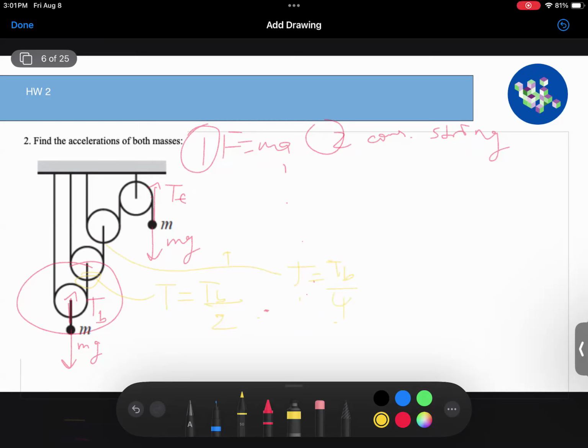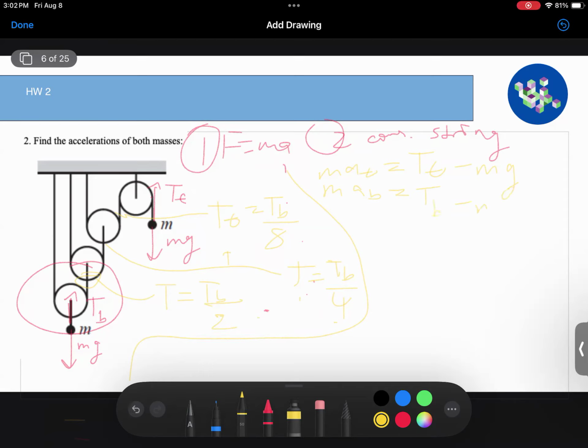And if I do the same thing, now this one would have tension T top equals TB over 8. So then I can write my F equals ma equation. So M A top equals, if I let my top direction be positive, TT minus MG. And then my other equation for the bottom mass will be M A bottom equals T bottom minus MG.